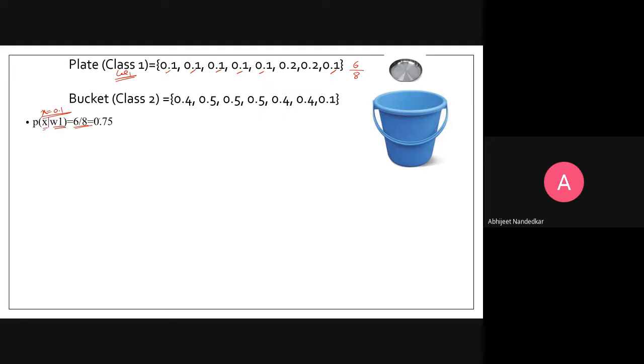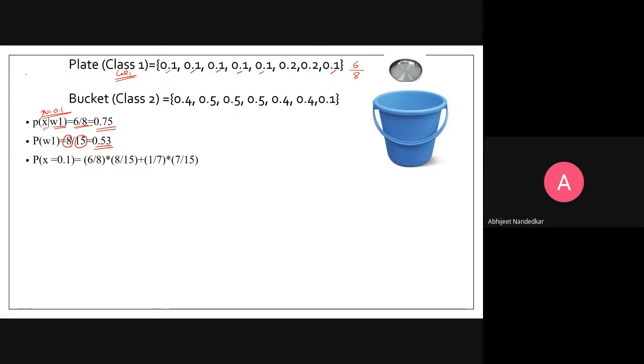Then I can find out how many times plates appear in my problem domain. Out of 15, 8 times plates are appearing. So out of 15, 8 times plates are appearing, so it is 0.53.